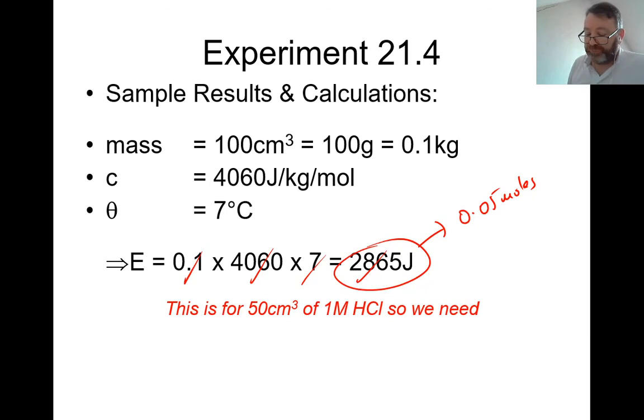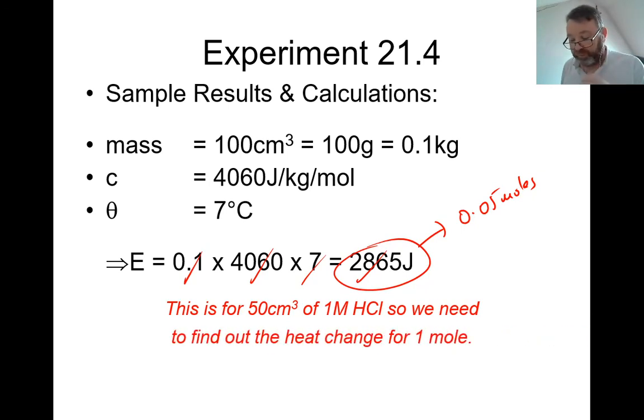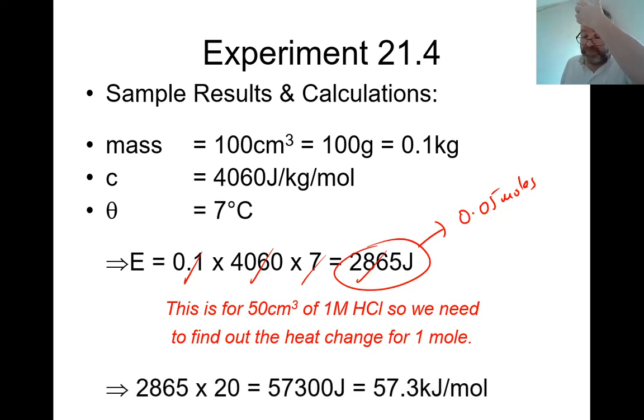Okay, so this is for 50 centimeters cubed of 1 molar HCl, which we've already said, and we need to find out the heat change for 1 mole, because that's what the definition says. The heat of neutralization is the heat change that takes place when 1 mole of H plus ions completely neutralizes 1 mole of OH minus ions. Okay, so we have to get to 1 mole, because only then will we have the heat of neutralization. So keep in mind that 50 centimeters cubed of a 1 molar solution is 0.05 moles. So if I want to bring 0.05 moles up to 1 mole, I've got to multiply it by 20. So therefore I'm going to multiply this figure here by 20, and look what I get.